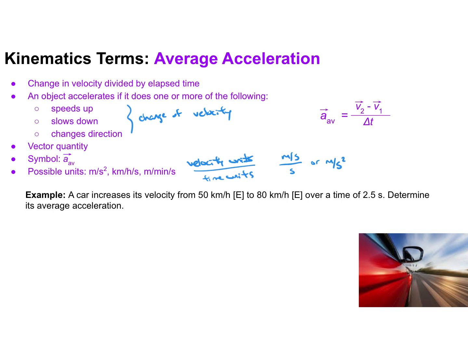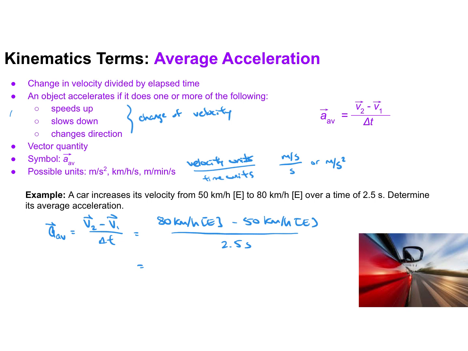All right, so we do have a car example down here. A car increases its velocity from 50 kilometers per hour east to 80 kilometers per hour east over a time of 2.5 seconds. Determine its average acceleration. So I'm just going directly from the formula given to me above. I'm just going to copy down the formula first. Now I will substitute the values I'm given: (80 kilometers per hour east minus 50 kilometers per hour east) divided by the elapsed time of 2.5 seconds.